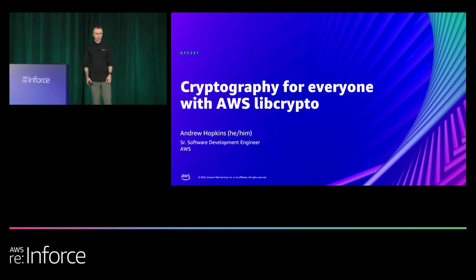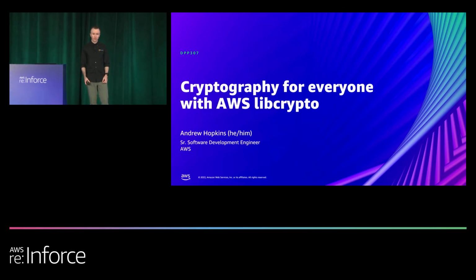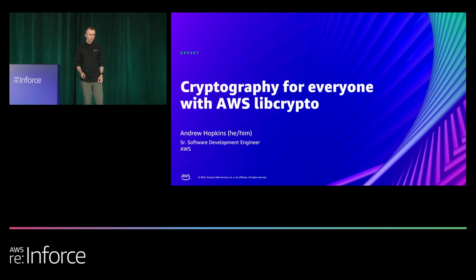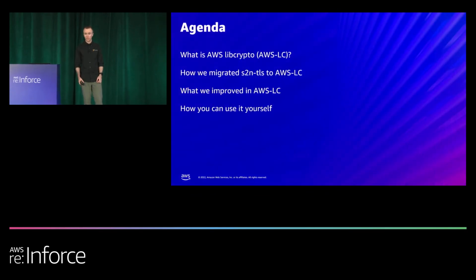My name's Andrew Hopkins. I'm a senior software development engineer working on AWS's open source cryptographic libraries and tools. Today, I'm excited to introduce AWS-LC, briefly reintroduce S2N TLS for anyone not familiar with it, and discuss how we migrated S2N TLS to use AWS-LC. Along the way, I'm going to cover what we improved in AWS-LC and how you can get started using it yourself.